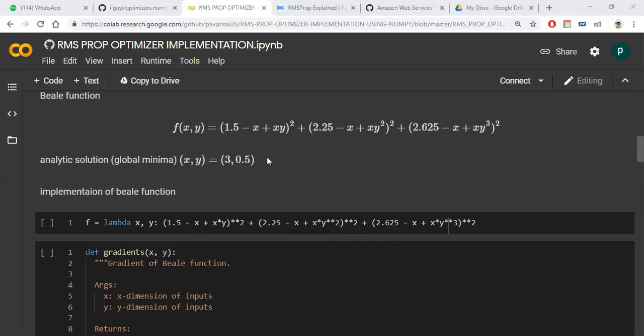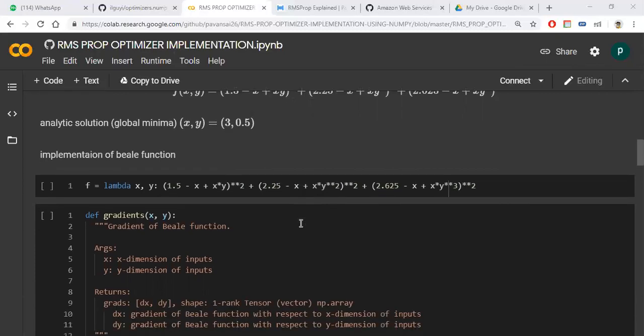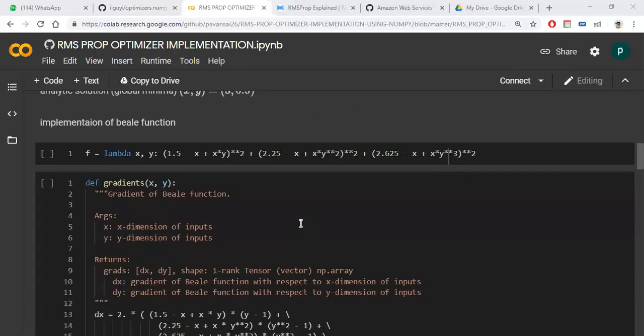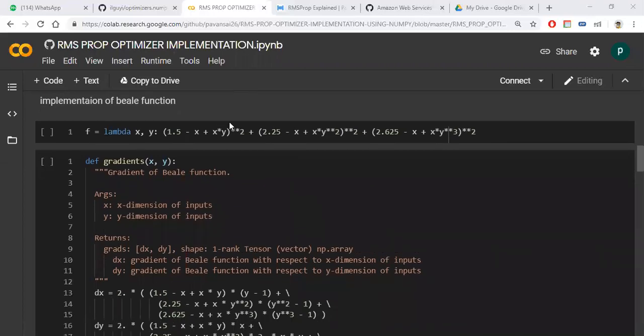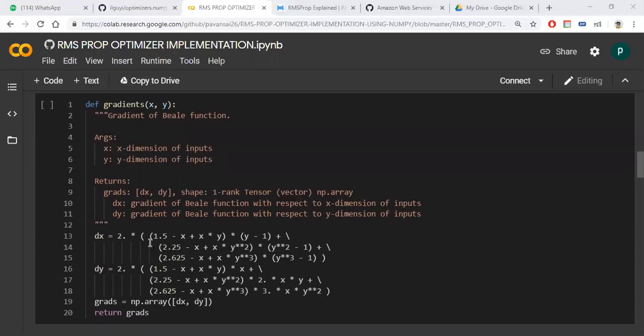First I am implementing this function, same x comma y. See how I implement this function. Then we need to calculate the gradients, so I am calculating the gradients. All have square terms, so when we do differentiation, the powers come down in front of these terms. See, all come with respect to x and with respect to y. So I am doing this.